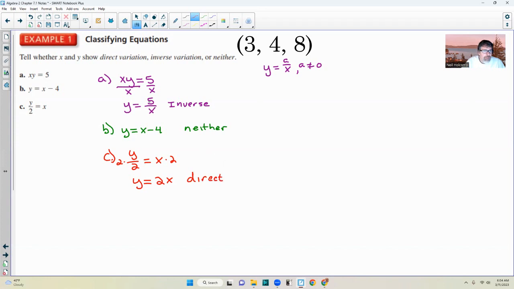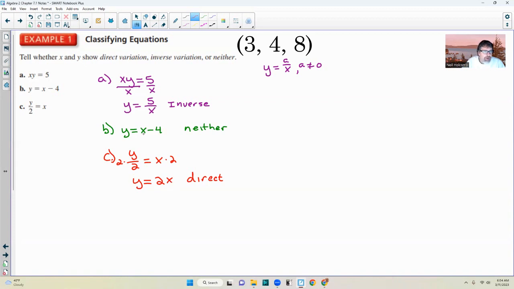Okay, so that's how you determine direct, inverse, or neither. Inverse is in the form of a over x, and direct is in the form of a times x, some coefficient times x, or mx. And this is a linear equation, but it's got this minus 4 here. So having a y-intercept, and remember, from 6th grade or 7th grade, a direct variation equation has to go through the origin. So when you plug in 0, you get 0. So 2 times 0 is 0, so y is 0 when x is 0.